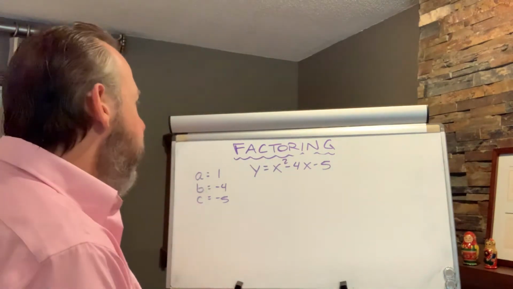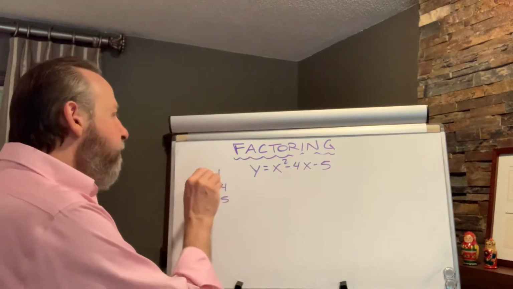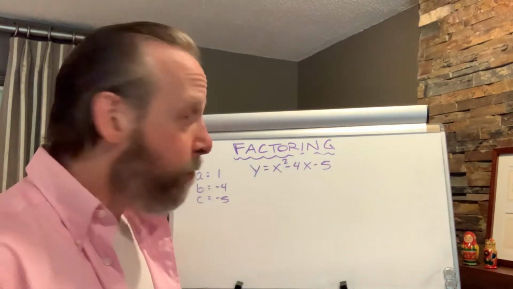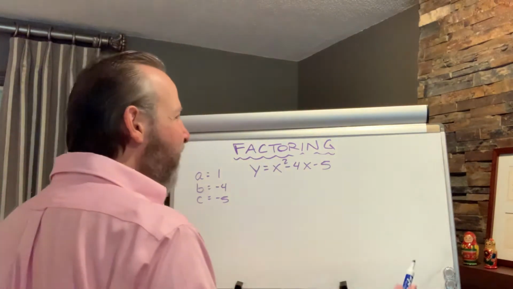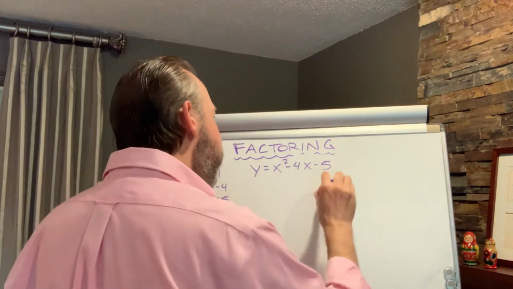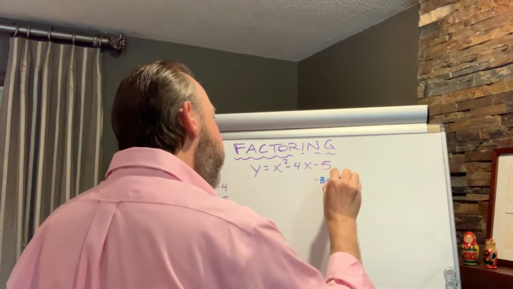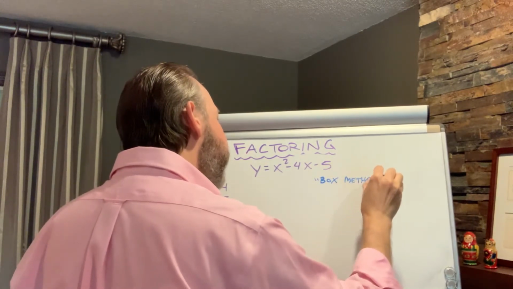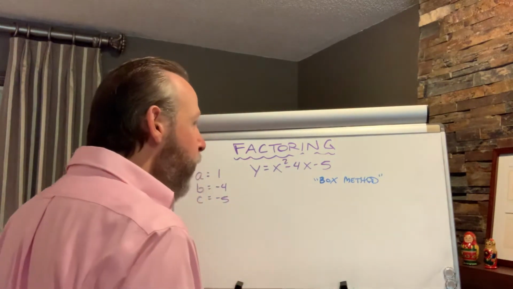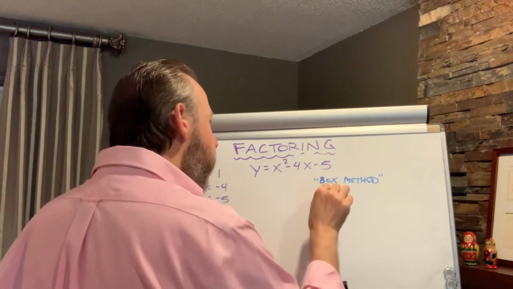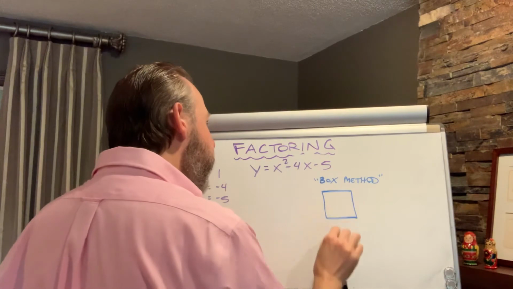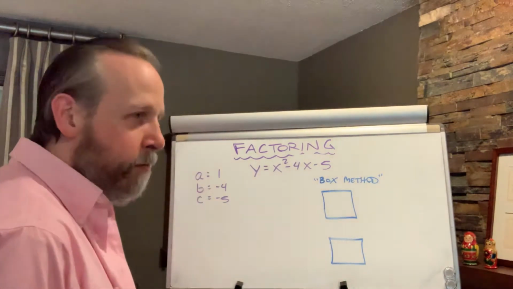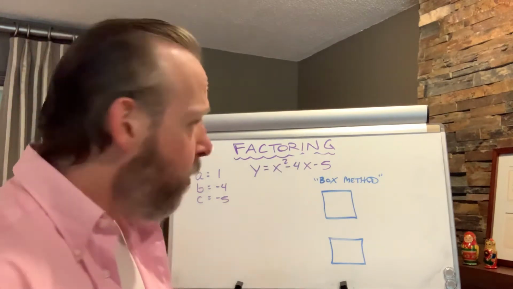But here's what I want to do. And this works when the a value is 1, which obviously for this problem it is. I call this the box method. Okay? We're going to call this the box method because it uses two boxes. And there's a pretty simple strategy to it. Okay? Draw two boxes big enough for you to write in and far enough apart from each other to write in between them. So far, so good.